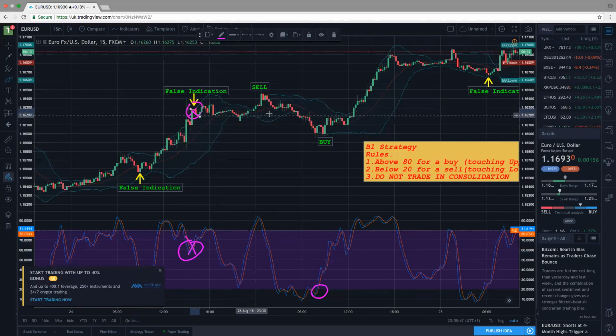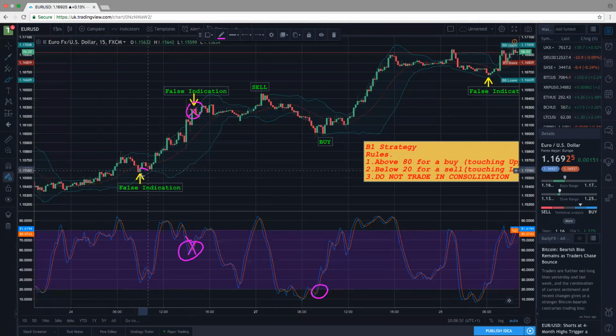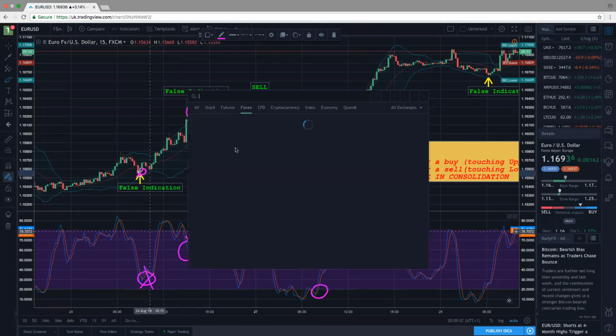You see how it didn't really go down? We don't want this trade. We've lost this trade. You don't want to enter this trade. And the same thing happens here. It's touching the lower Bollinger Band, but it's not below 20. So then again, we don't take this trade. Even though it went up, it doesn't match our rules. We don't take this trade.